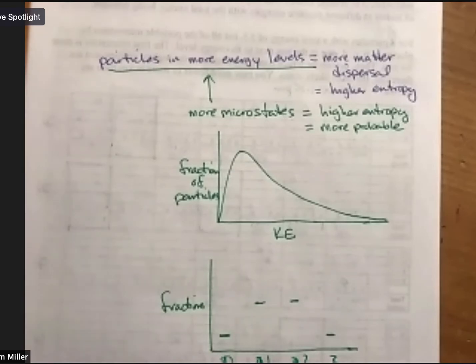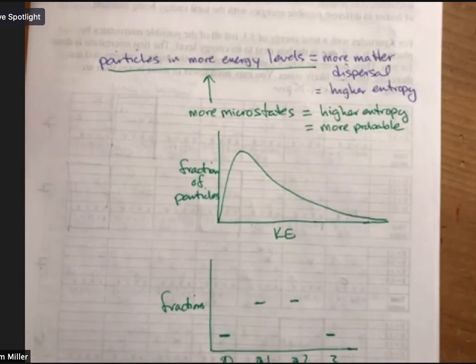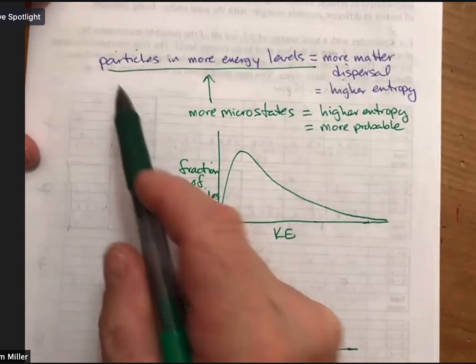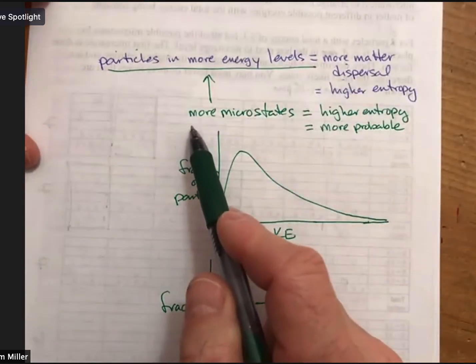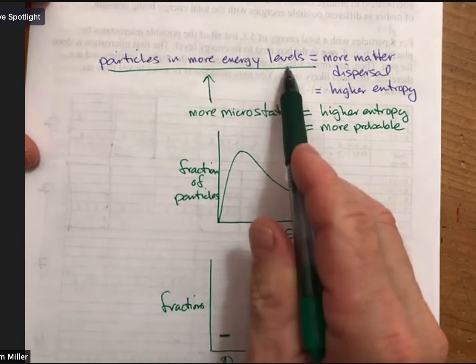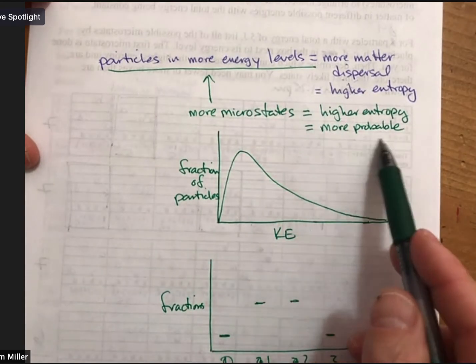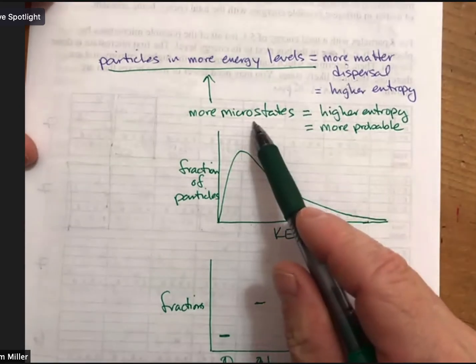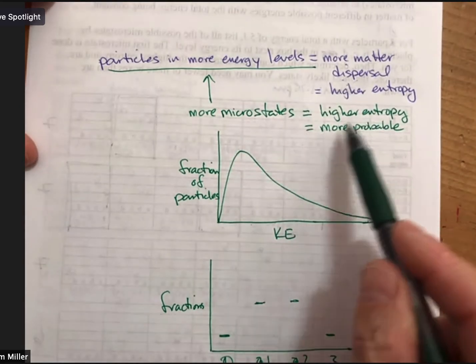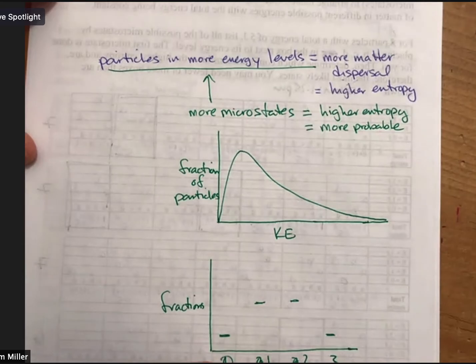Anyway, it's a fascinating topic. I don't want to spend any more time on it than we have to, though, to make sure that you understand these statements right here. Particles in more energy levels equals more matter dispersal and higher entropy, and more microstates equals higher entropy equals more probable. Any questions about that?